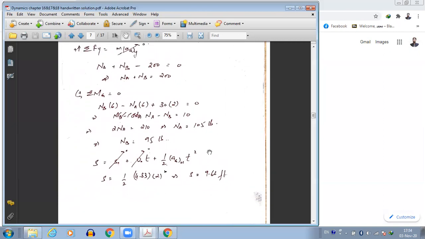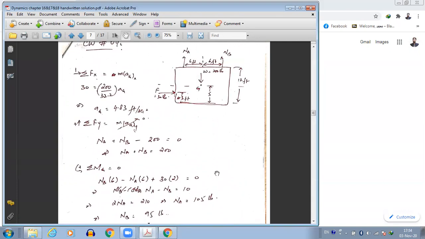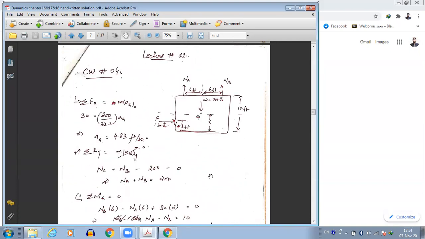Okay, is there anything within the solution of the problem which is not clear to anybody? Please ask. Is everything clear so far or not?